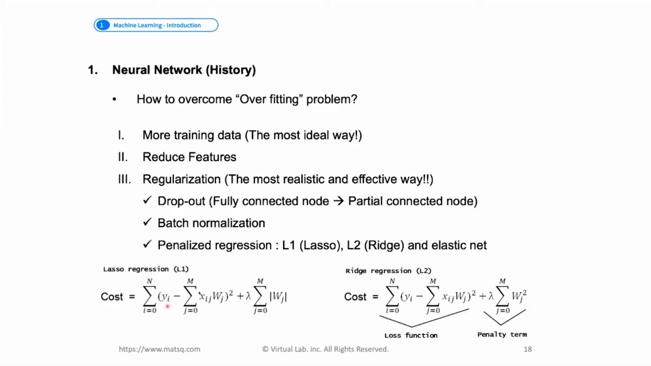I will show you two examples. This is Lasso regression, and this is Ridge regression. You can see here, and here. Here is the loss function in front of the formula, and the last term is actually a simple weight, and the sum of this is the penalty term. So this gives you some data regularization.